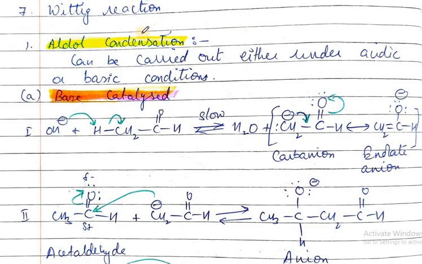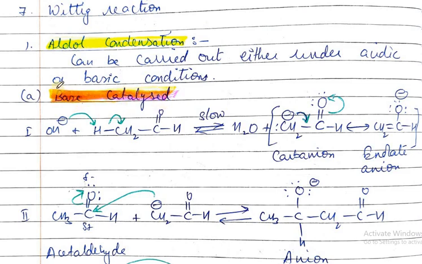So aldol condensation can be carried out either under acidic conditions or under basic conditions. So we have different mechanisms for the base catalyzed and the acid catalyzed reactions. Both can be asked in the exams. So first we start with the base catalyzed mechanism of aldol condensation.